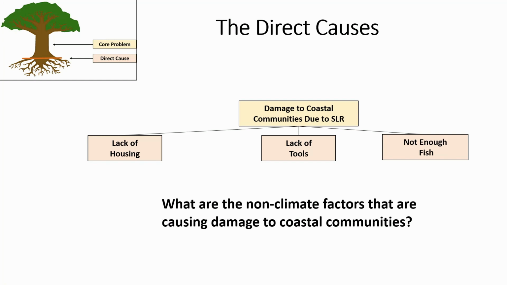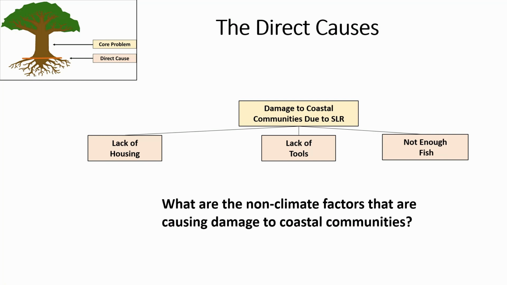And we put up 3 examples here, and these are not good examples. These are bad examples of direct causes, and I'll tell you why in a minute. But we have lack of housing, we've got lack of tools, and we have not enough fish. So these are all bad examples of direct causes because they don't directly or logically connect to the damage to coastal communities due to sea level rise.